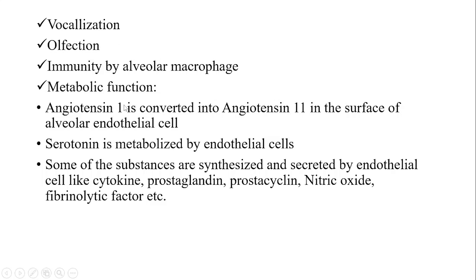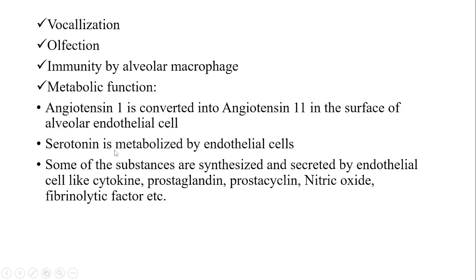But ultimately the conversion of angiotensin 1 to angiotensin 2 has to take place in the alveolus, because for this conversion, the enzyme that is necessary, angiotensin converting enzyme, is only present in alveolar endothelial cells. So this reaction takes place in the alveolus, and after formation of angiotensin 2, it enters the blood, and through blood it again goes to the kidney and performs its action.